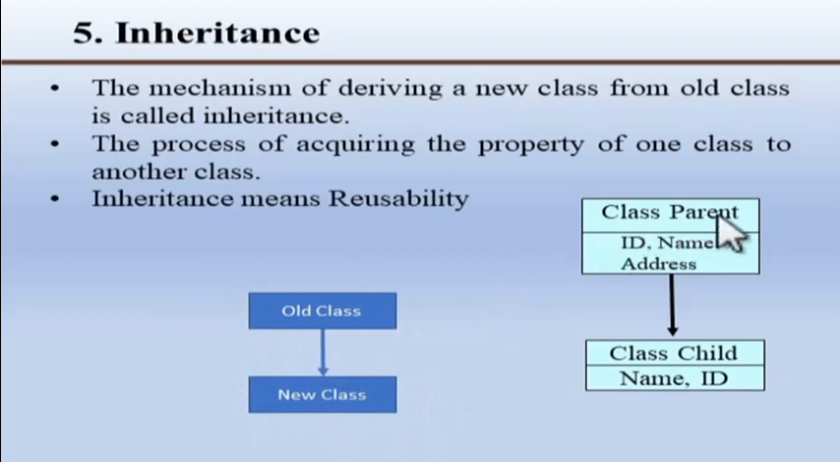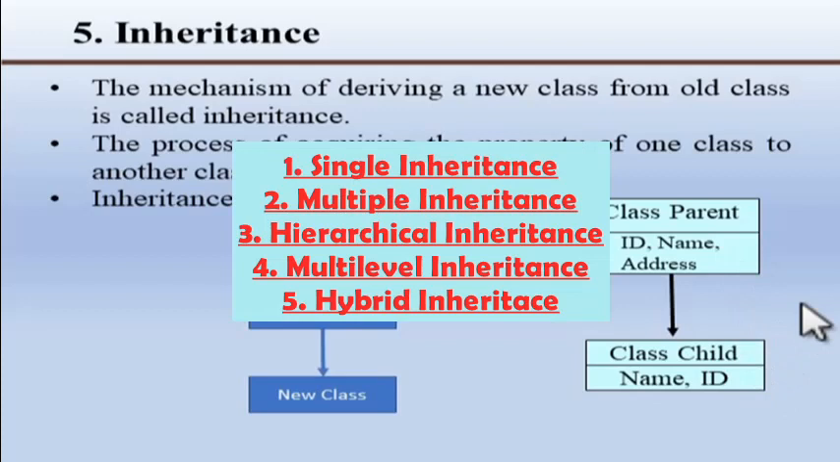For example, here parent class already exists. In that id, name, and address are the attributes of that class, and you have to create class child, but in child class you require the parent details also. So you no need to accept the details again. You can directly access the parent class which already exists and use those functions and attributes in a child class. This is called as inheritance. Basically, there are five types of inheritance: single inheritance, multiple inheritance, hierarchical inheritance, multi-level inheritance, and hybrid inheritance.